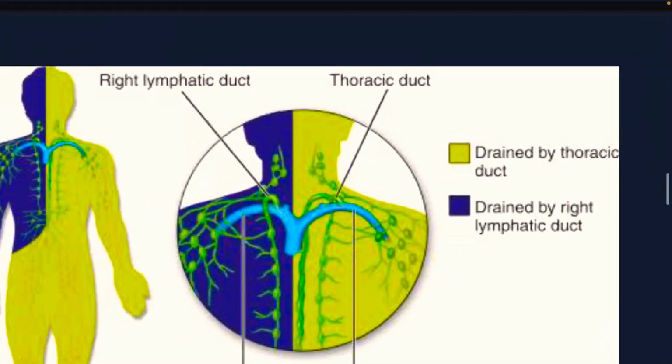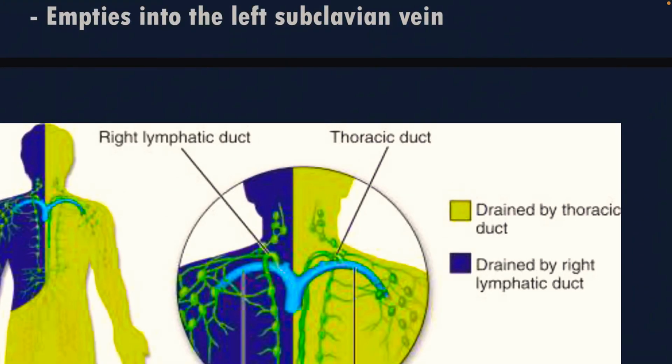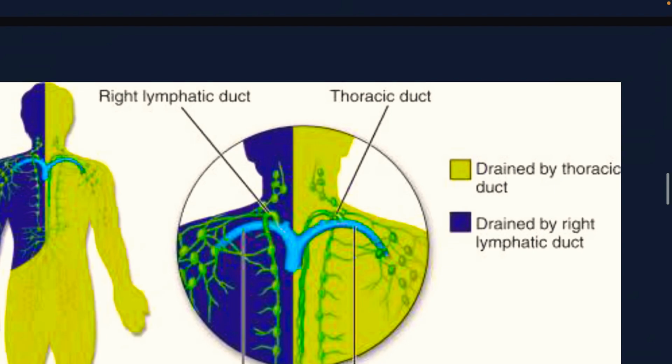In the right lymphatic duct, it drains the right side of the head and neck, right arm, and right thorax. It empties into the right subclavian vein. So the thoracic duct drains the lymph from the rest of the body, and it empties into the left subclavian vein.